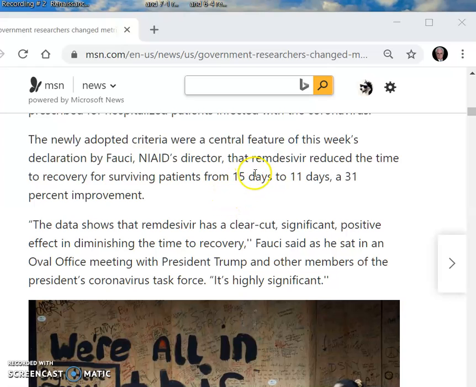The average time for recovery for the placebo group, for the group that did not get the medication, was 15 days. If you were in the group that did get the medication, it was an average recovery of 11 days. So you went from 15 days to 11 days. So that's an improvement, obviously. It's one-third better, roughly speaking.